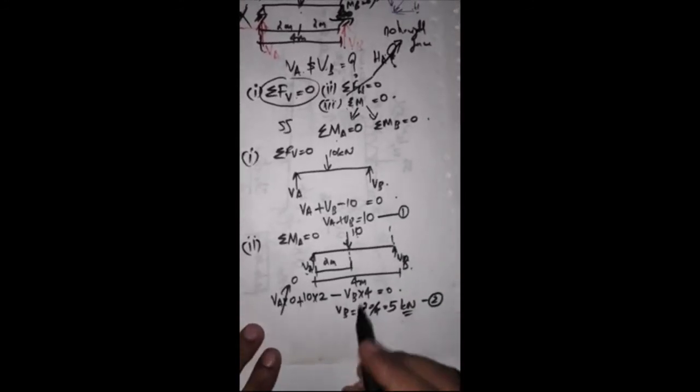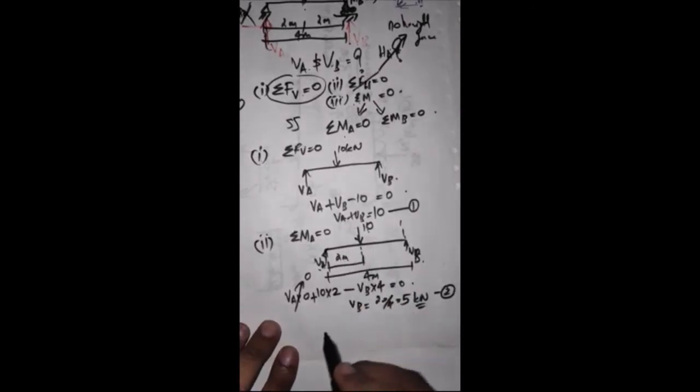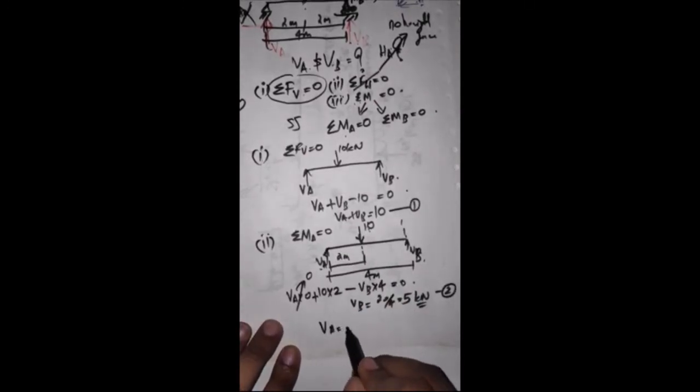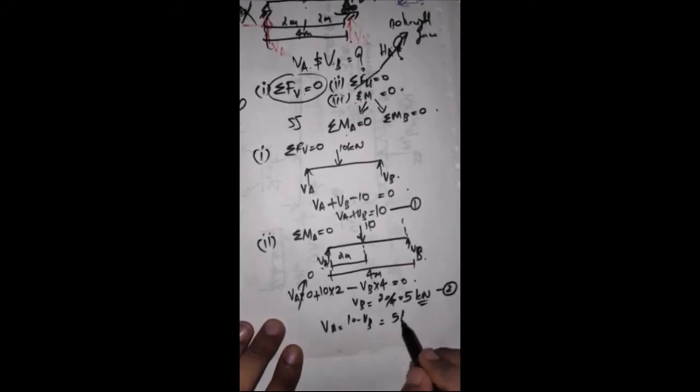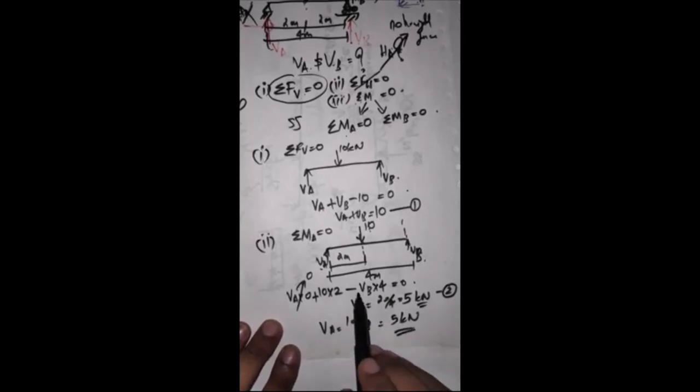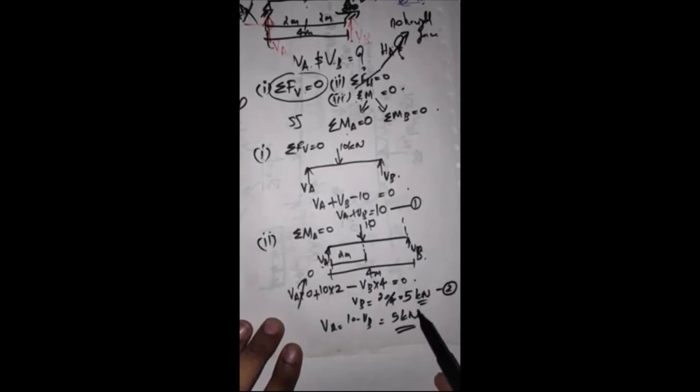Simply this will be equation number 2. Now substituting the first equation in 2, we will be getting Va. So Va is equal to 10 minus Vb, that is equal to 5 kilonewton. Therefore we have found out the vertical reactions Va and Vb, both are 5. So this is the way in which we are finding the reaction.